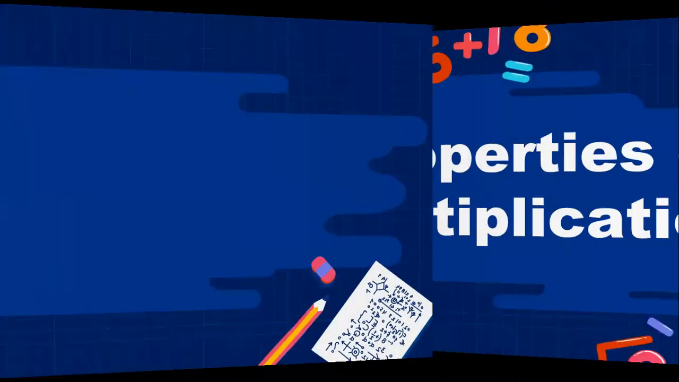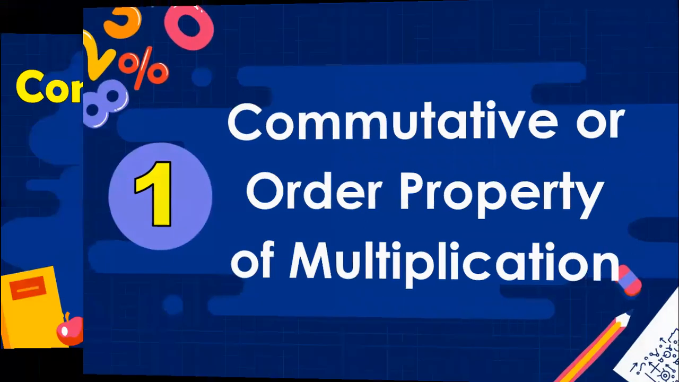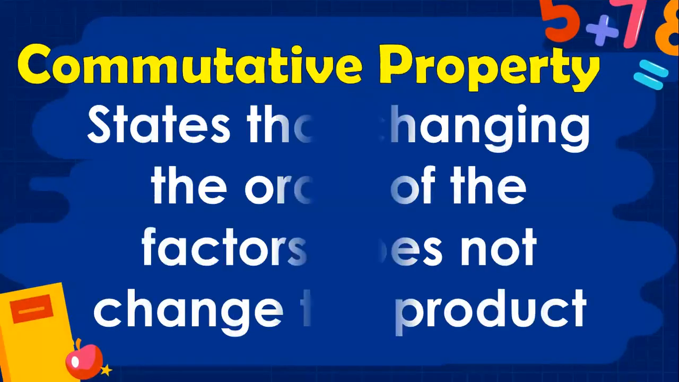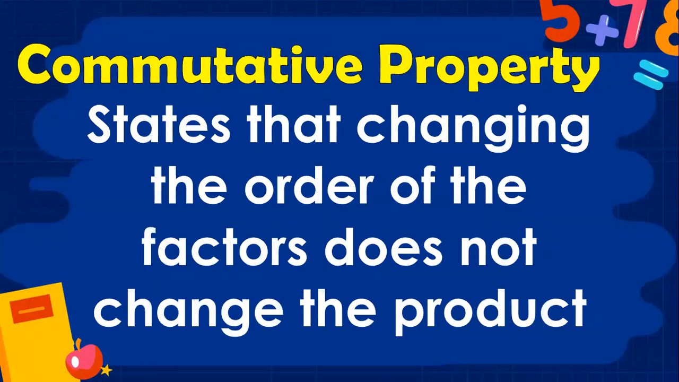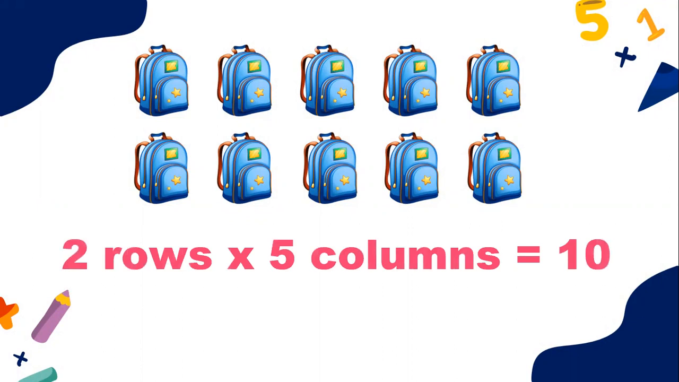Number one property, we have commutative or order property of multiplication. When I say commutative property, it states that changing the order of the factors doesn't change the product. Let us observe the factors in a product of a multiplication sentence using arrays. You have 2 rows times 5 columns is equal to 10. The multiplication sentence is just like this: 2 times 5 is equal to 10.